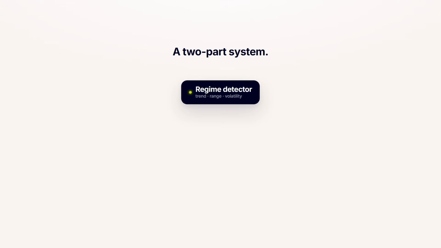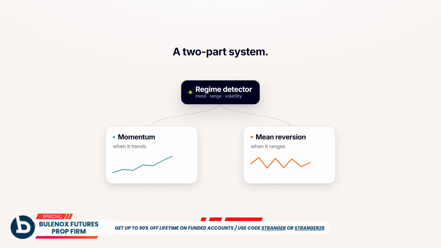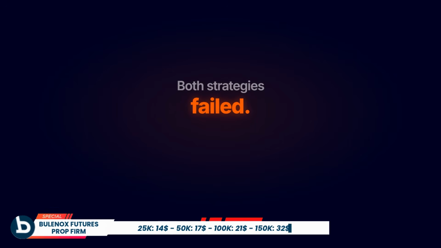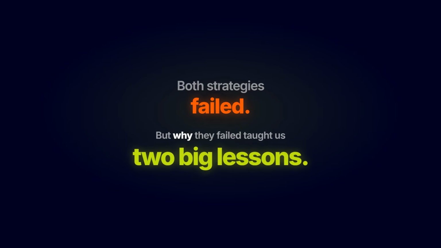And then based on that we run one of the two strategies, a momentum strategy for when it's trending and a mean reversion strategy when it is ranging. So it is logical, it makes sense on paper, and I told you that both of them failed in the last video. But here's the thing, why they failed taught us two of the most important lessons in this whole journey so far, and I'm going to share the results with you here. It's going to be extremely valuable. This video is going to be packed, guys.